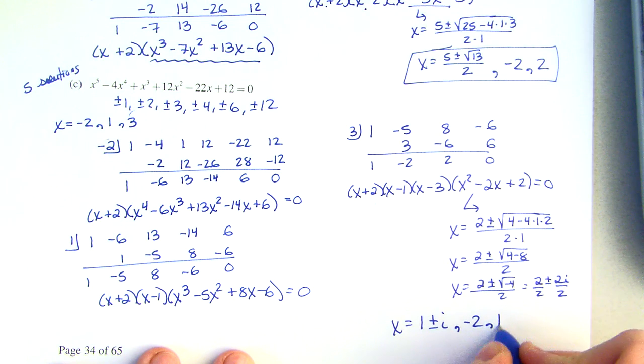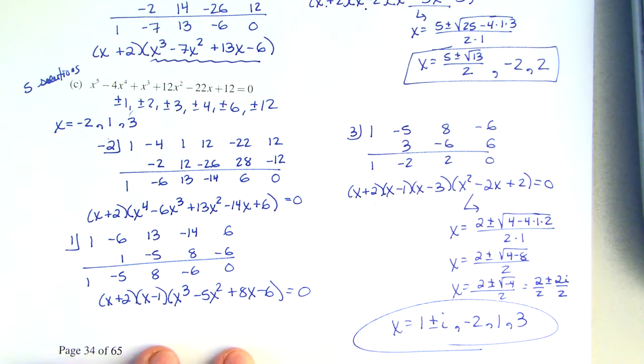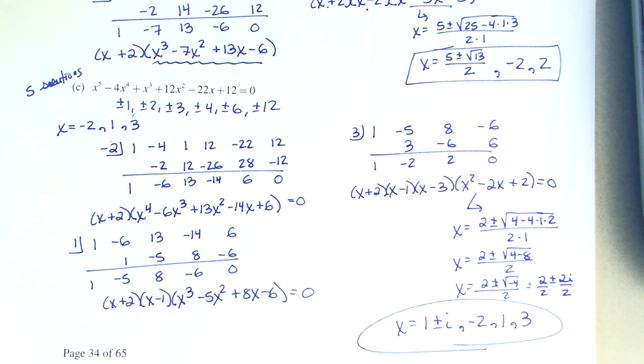I also have negative 2. I also have 1. I also have 3. Those are my 5 solutions. As long as we have some integer solutions, we can solve by first dividing by the factor that gave the integer solution, turning things into a quadratic, and then solving the quadratic.